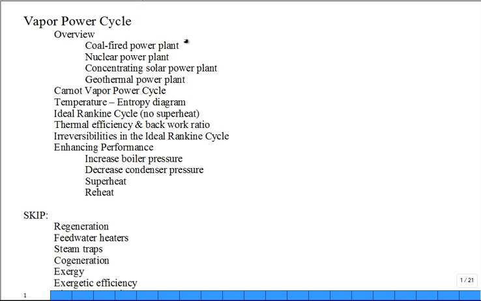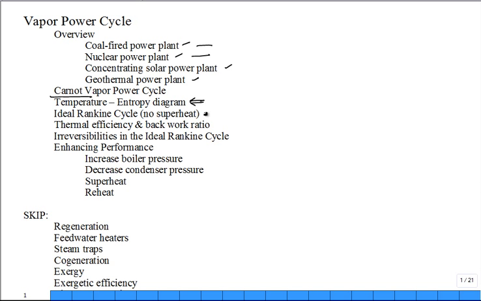So we want to talk about coal-fired and nuclear power plants, concentrated solar power plants, and geothermal power plants. These we really don't see much in Texas. We see a lot of nuclear and a lot of coal-fired. Then we'll talk about a review of the Carnot vapor power cycle. That was at the end of Chapter 5. Then emphasize the temperature-entropy diagram for steam.